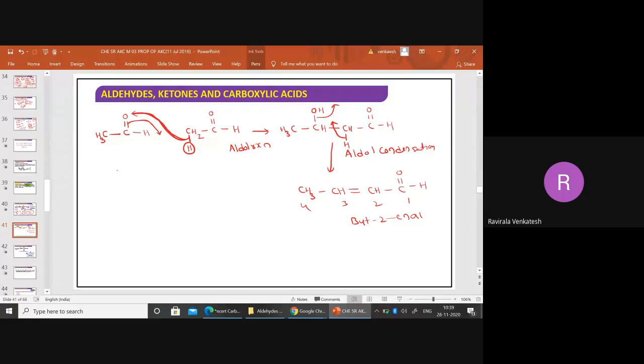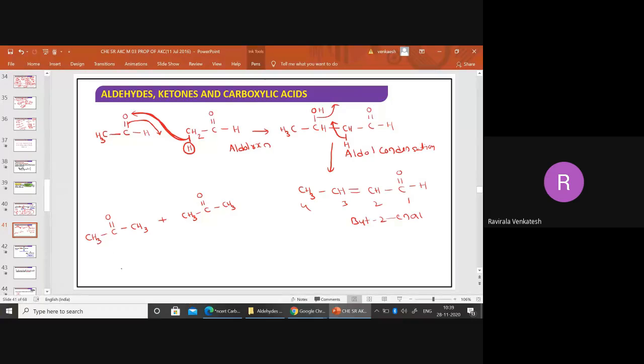Right? If I take one more example, I am taking here CH3, C double bond O, CH3. Next, take a second molecule, same molecule. I have taken H2 here. CH3, C double bond O, CH3. Right? Now what do we have to do?